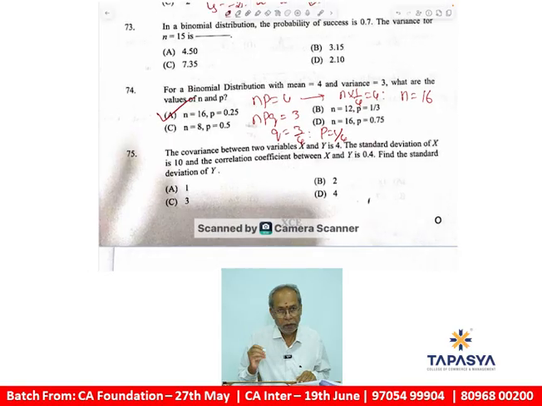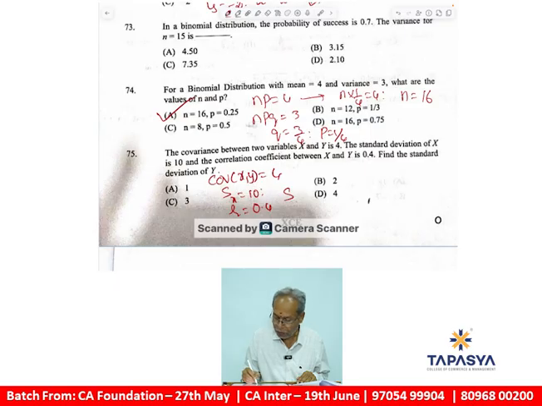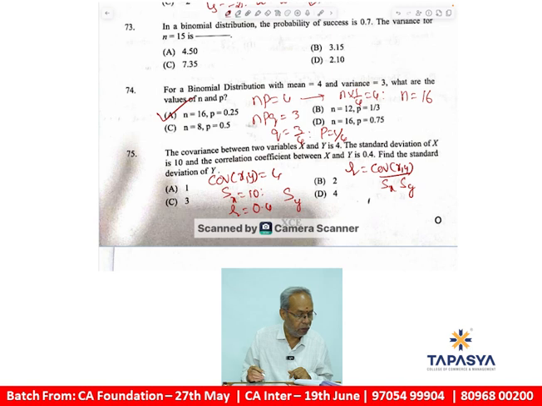Next. Covariance of x and y is given. Covariance of x and y is 4. Standard deviation of x is 10 and R is given as 0.4, and we want to find the standard deviation of y. So we have the formula R equal to covariance of xy by standard deviation of x into standard deviation of y. Substituting here, I will get my sy value is 1. So this value is A. Right.